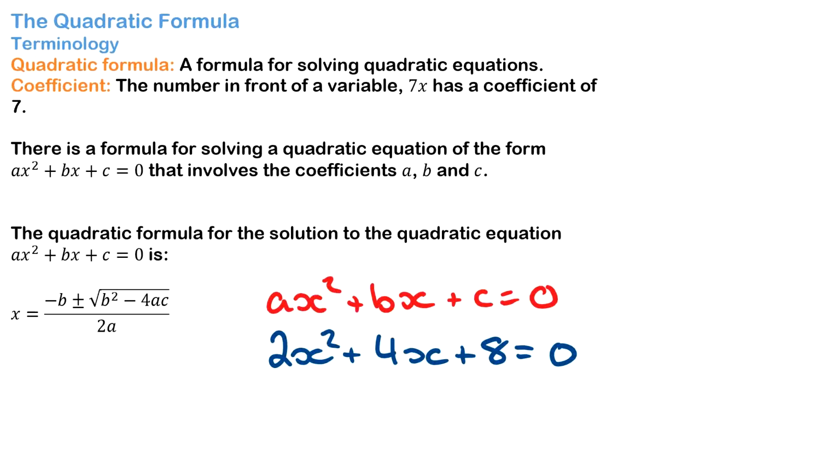Now, this formula is used to solve quadratics in the form of ax squared plus bx plus c equals 0. And we use the coefficients a, b, and c. Now, the quadratic formula for the solution is on the bottom there. You can see x equals minus b plus or minus the square root of b squared minus 4ac all over 2a.